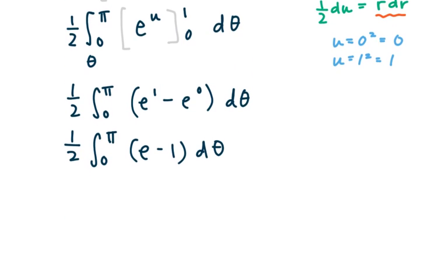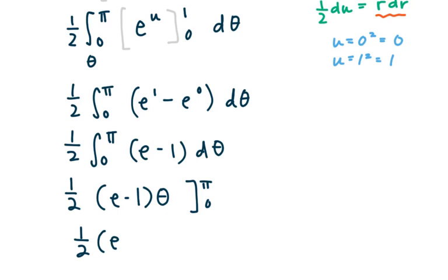And this can be very quickly integrated, considering that that is a constant. We really don't even have to treat it as two terms. We have 1/2 times e minus 1 times theta from 0 to pi. Plug in pi, you're going to get e minus 1 times pi. You plug in 0, that's going to zero out. So my answer is 1/2 times e minus 1 times pi.